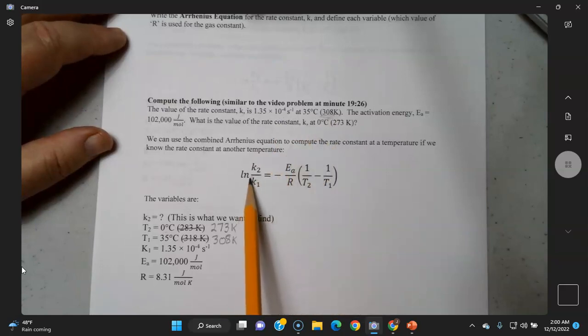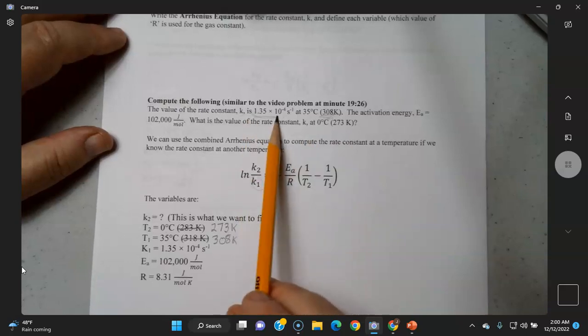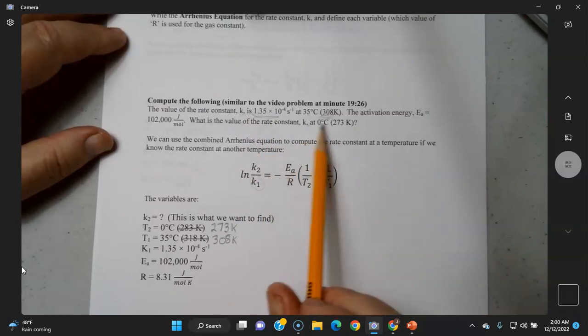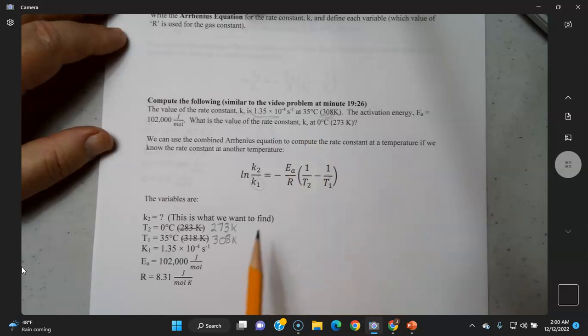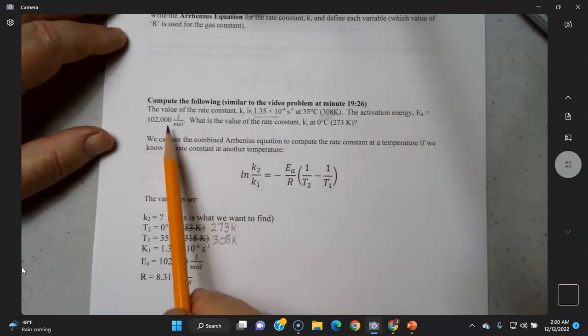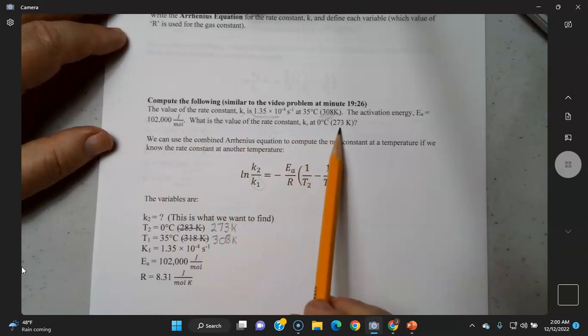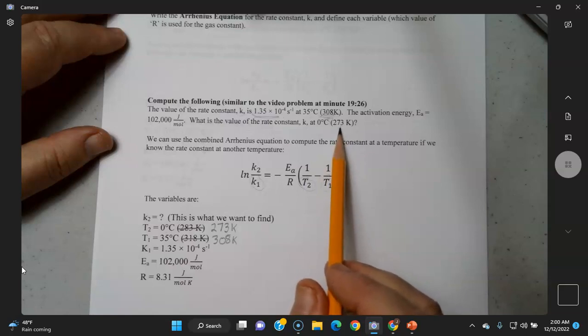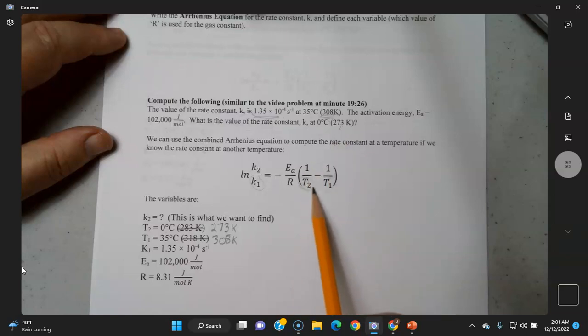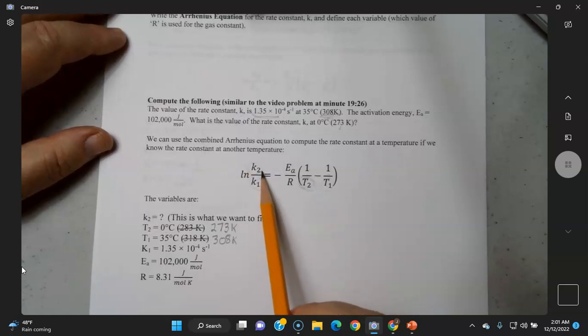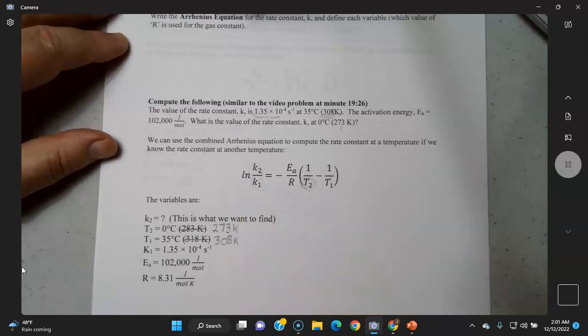So what it's saying is that K1 is this number right here at a certain temperature, which is 308, which is T1. The activation energy is this, 102,000. What is the value of the rate constant K at 0 degrees? So this is 273 Kelvin, you've got to always be in Kelvin. So you plug this in Kelvin there, and that will give you K2. That'll tell you what your new rate constant will be at that temperature. So I'm going to do this one.